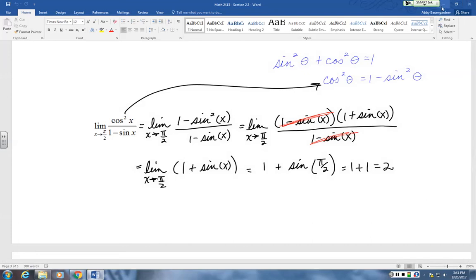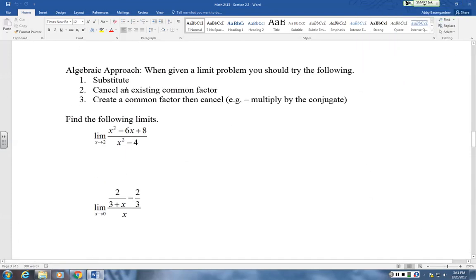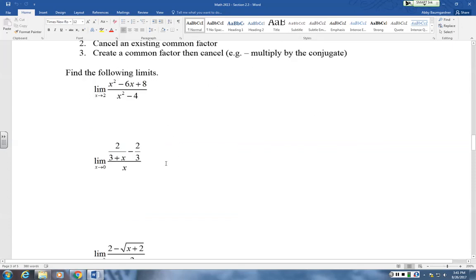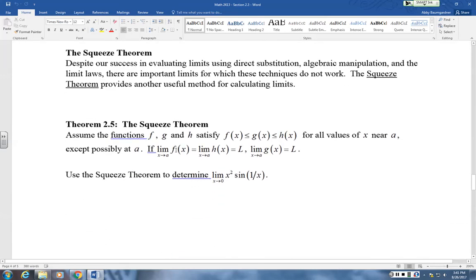Sometimes we won't be able to do any of these, right? We won't be able to cancel an existing common factor or create one. When that happens, we have one more tool in our arsenal, and it's called the Squeeze Theorem. Okay. The Squeeze Theorem is going to feel a little clunky. The best I can tell you is that you need to think of it as a paragraph that has some very regimented sentences in it.